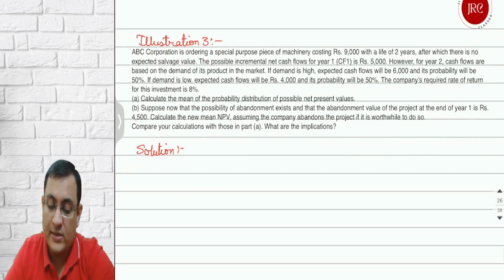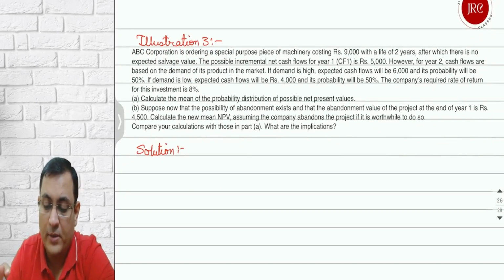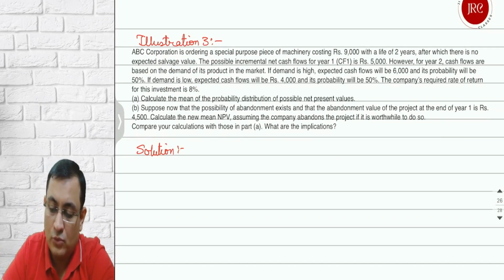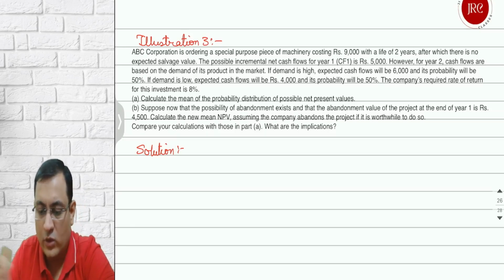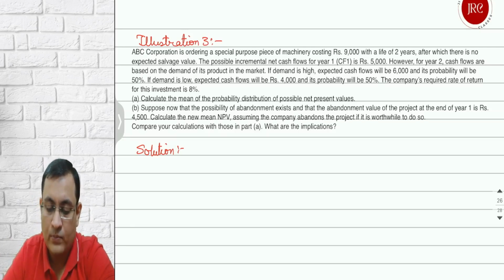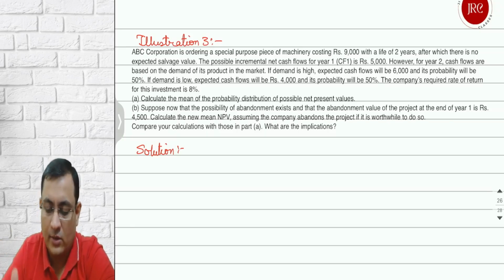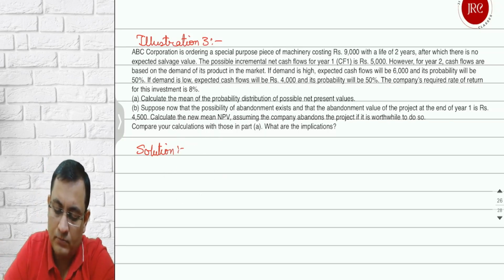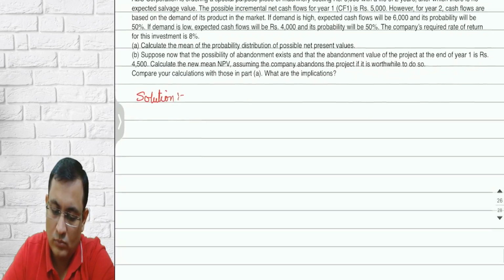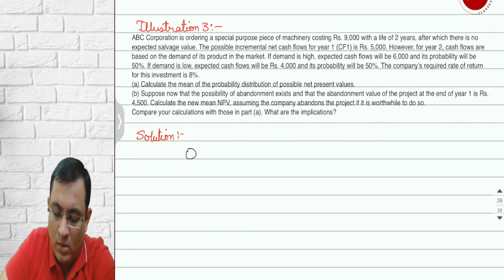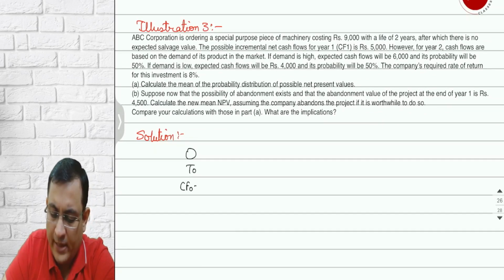ABC Corporation is considering a special purpose machine costing rupees 9,000 with a life of 2 years, after which there is no expected salvage value. So normally your outflow is 9,000 and it has a life of 2 years. After 2 years, this machine has 0 salvage value. The possible incremental net cash flow for year 1 is 5,000. So at T0, your CF0 is equal to negative 9,000.